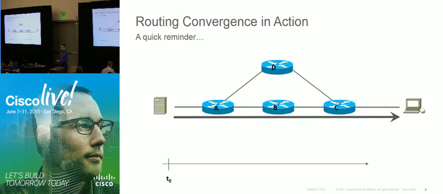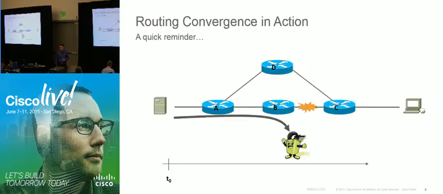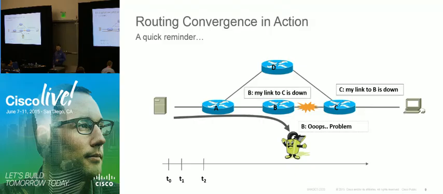This is a very simple CCNA type example. What happens when we have a network convergence? Routing convergence in action. So imagine I have this network, 3 routers. I have a failure. Well, packets start dropping, right? The failure happened at time t0. Now, at time t1, I actually detected the failure. Okay, that's good. At time t2, I actually start propagating this failure. I tell my neighbors that something happened.